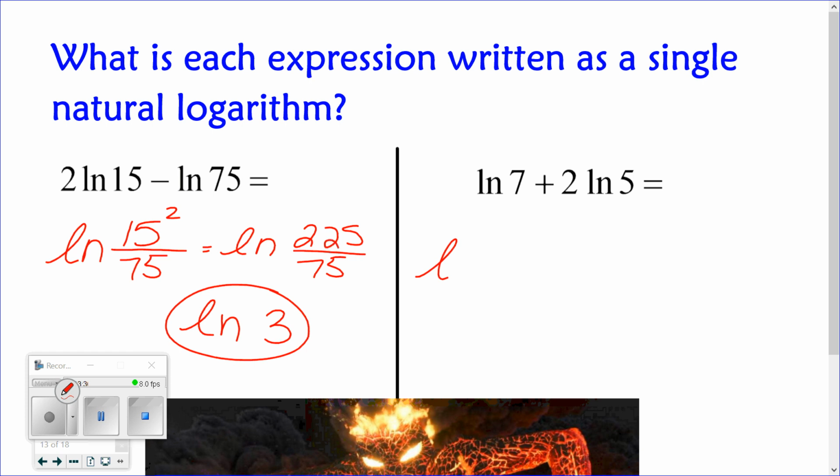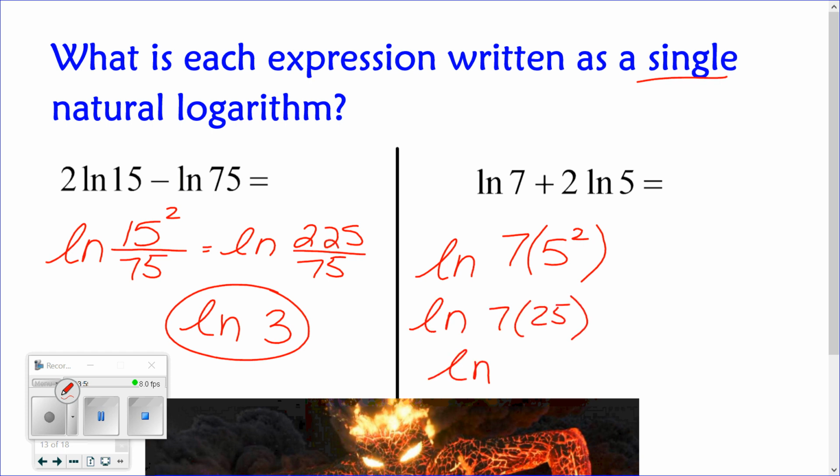So natural log of 7 times 5 squared. Because I'm trying to write it as a single log. Okay, just making sure we're okay. Good, so this is natural log of 7 times 25. So then I would stop there. Very nice. But you see the same properties that we practiced and learned yesterday with logs, they apply to natural logs as well.